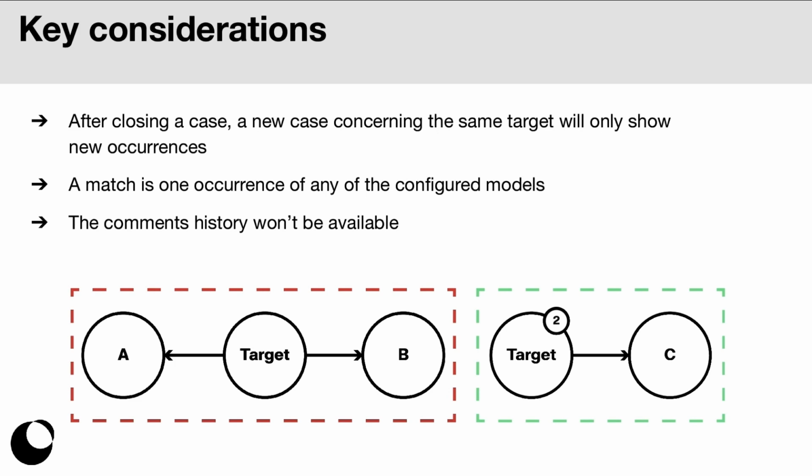So the match will return a new case with only the new node that was added, as you can see here in the green square. And with that, you will see the badge number 2 in the green square that shows that two other nodes are related. But to make the investigator only see the new data that arrives in the database, only node C will be returned.